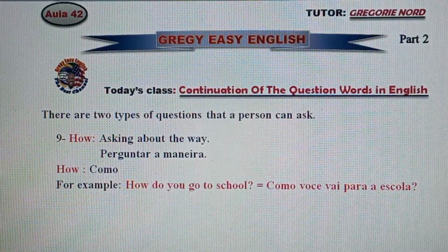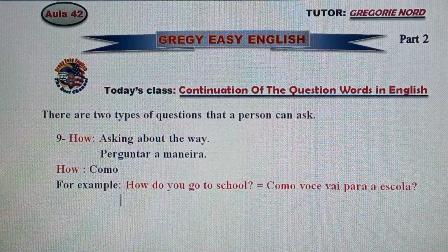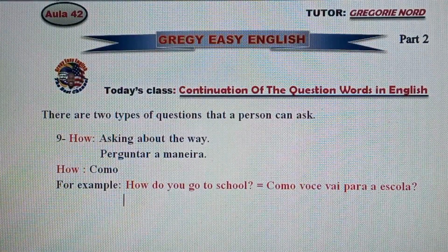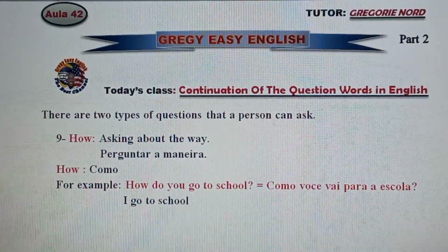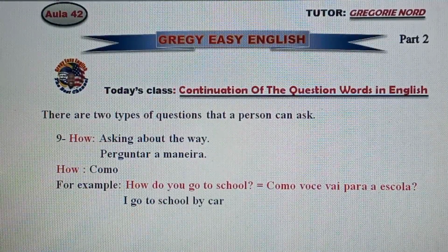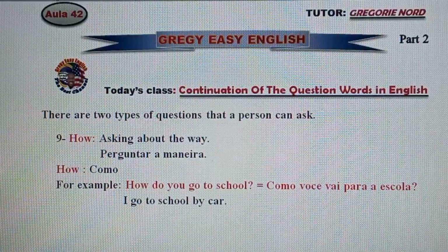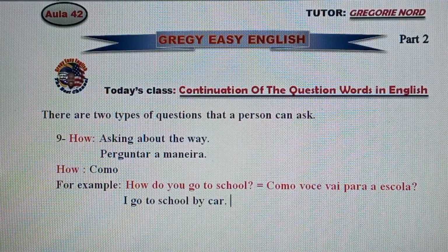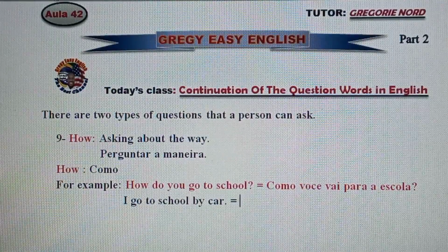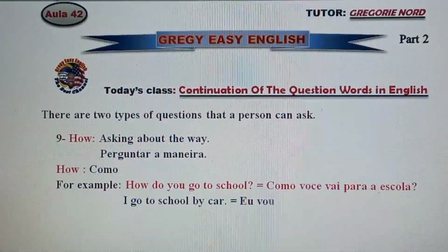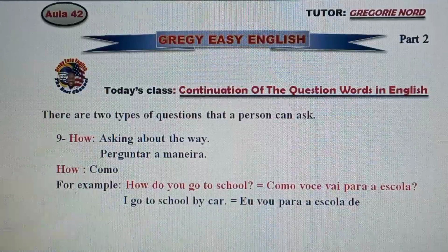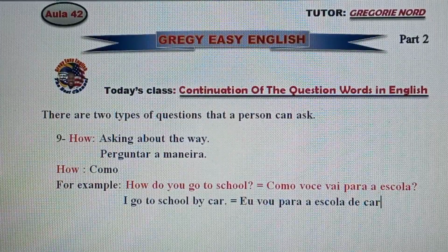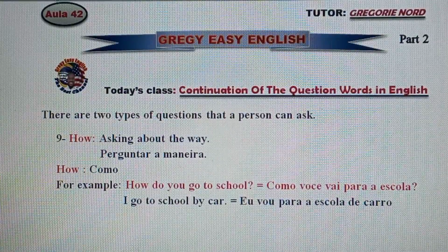Vamos responder, pessoal. Vamos lá. How do you go to school? I go to school by car. I go to school by car significa eu vou para a escola de carro.